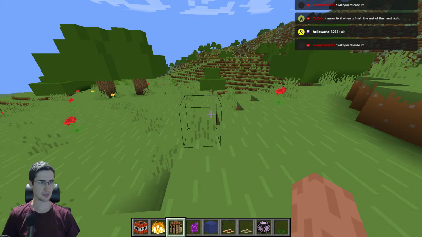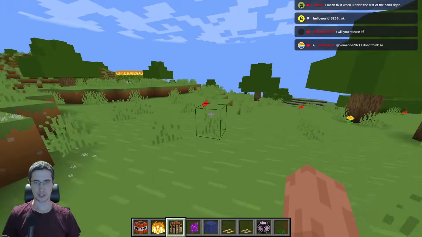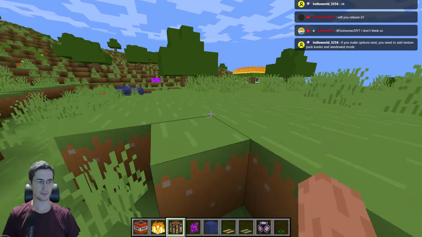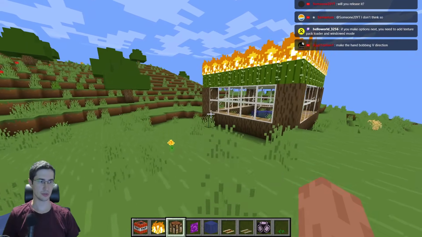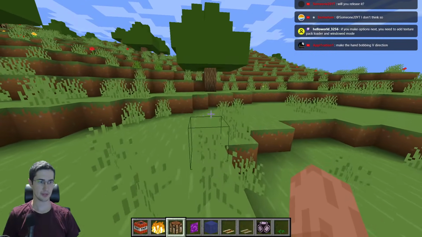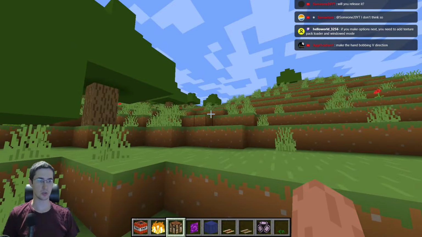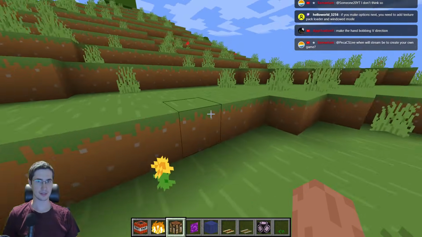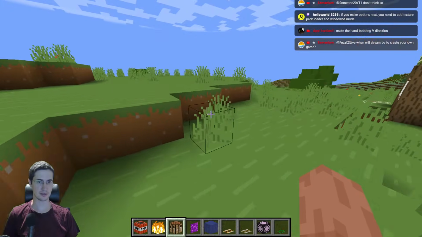We have a spammer. Okay, chat. So what will be the strategy here, chat? If you make options next, you need to add texture pack loader. Make the hand bobbing V direction, to go like this, to not be in a circle.